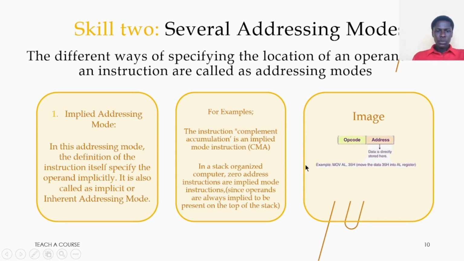Before the image, let's look at operands. An operand is an object that is operated on by an operator. Since this object being operated on by an operator is always implied, it is always presented on top of the stack in the memory system, so data is being directly stored in this address, as you can see with the mouse cursor. And then as an example, the MOV.